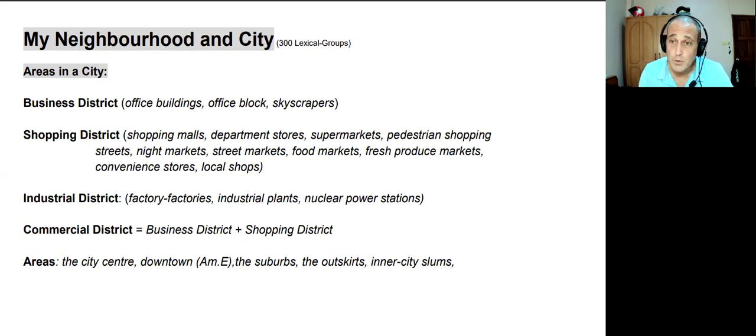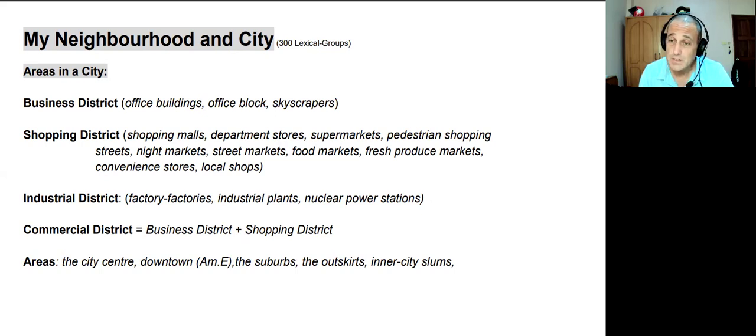Also in cities, there'll be a shopping district. So that's where many of the shopping malls, department stores, supermarkets, pedestrian shopping streets, street markets are all concentrated. And often they're tourist attractions because that's where people want to visit because they want to buy souvenirs and gifts to take back with them when they return home.